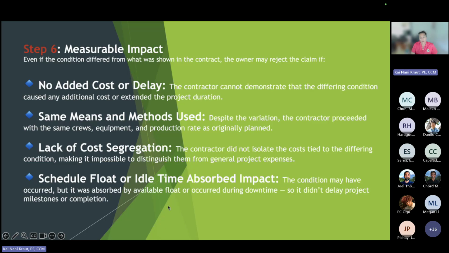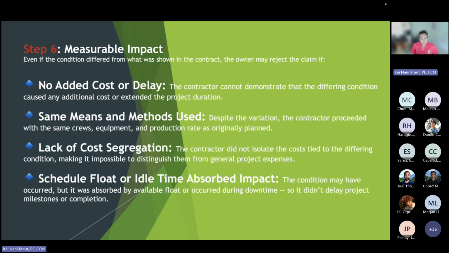So again, we're looking for material difference. If the condition differed from what was shown in the contract, the owner may reject the claim if it had no added cost or delay. So again, there's two parts of this. It has to be materially different, and it has to impact the contractor. There has to be added cost or delay. Obviously, delay is cost. If the contractor cannot demonstrate the differing site condition caused any additional cost or extended the project, then there is no differing site condition.